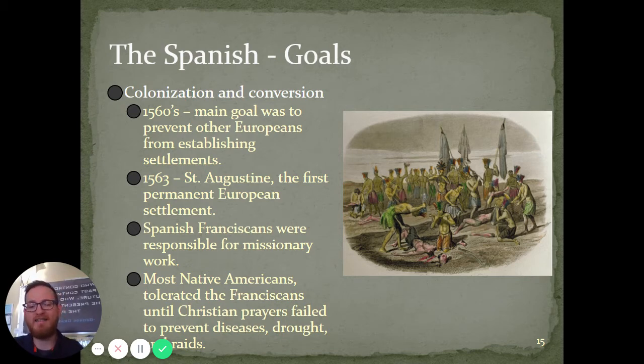Now, what was the Spanish goals for colonization? Their goals were colonization and conversion. They wanted to make permanent colonies here, but they also wanted to convert the natives to Christianity. So in the 1560s, you're going to see their main goal was to prevent other Europeans from establishing settlements. And you're even going to see this later on when Jamestown is founded in 1607.